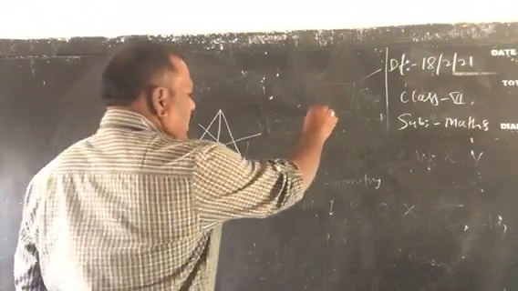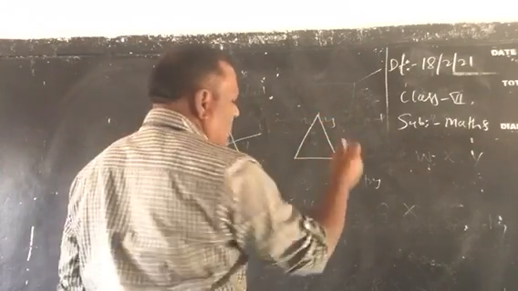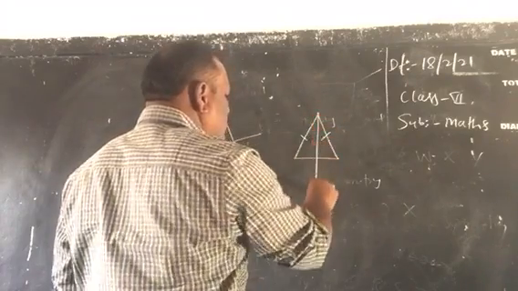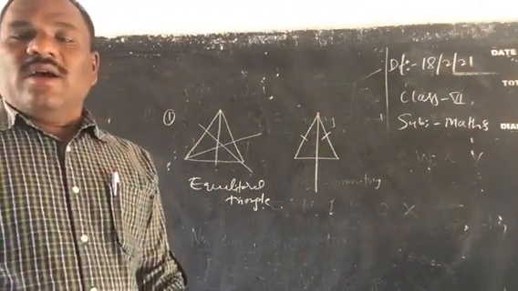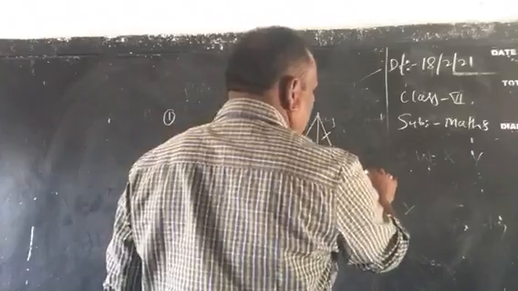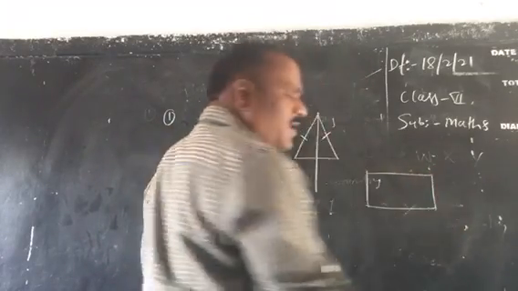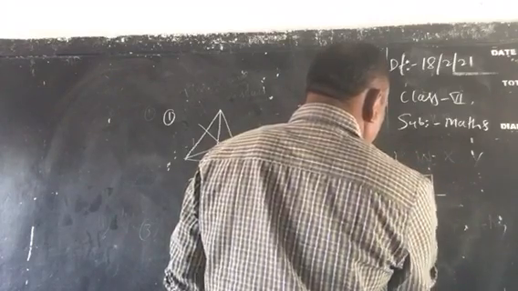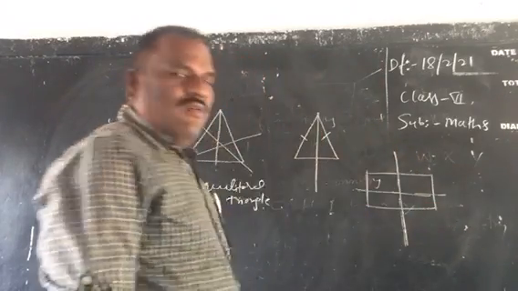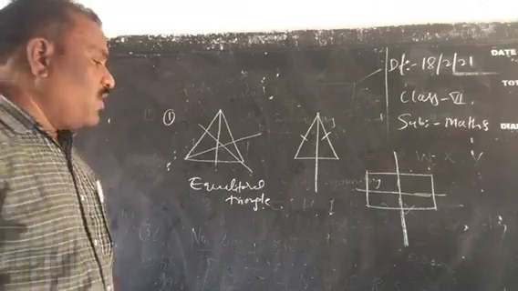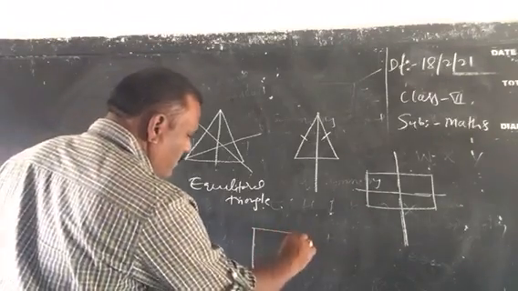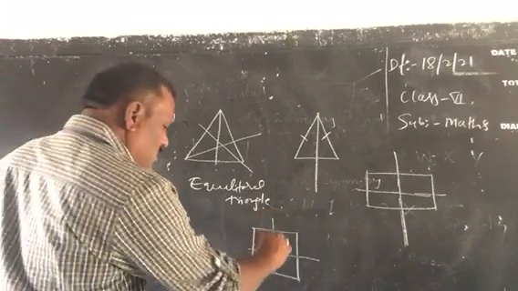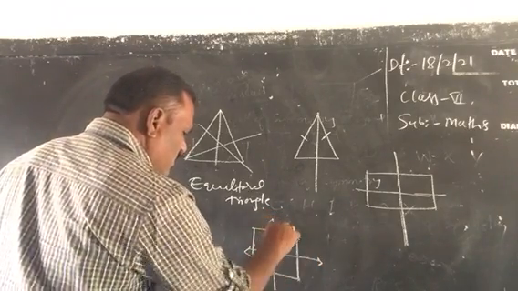Next is the isosceles triangle. You can draw one line of symmetry because these sides are the same. This is called an isosceles triangle. Next, a rectangle, children. You draw a rectangle, and it has 2 lines of symmetry. You can draw one vertical line and one horizontal line. And if you draw a square, there is one line of symmetry, and this is one more line of symmetry, children.